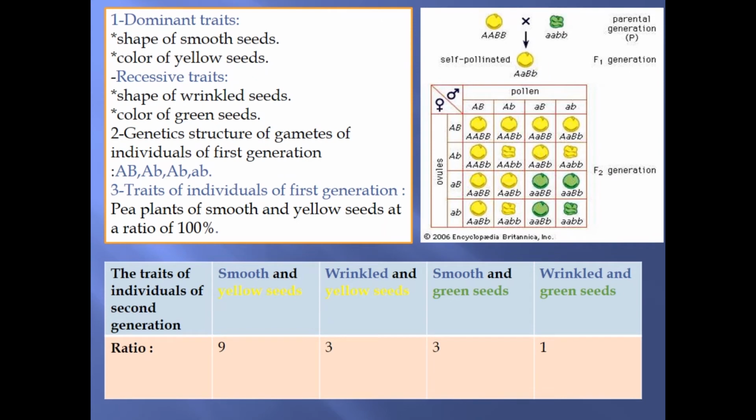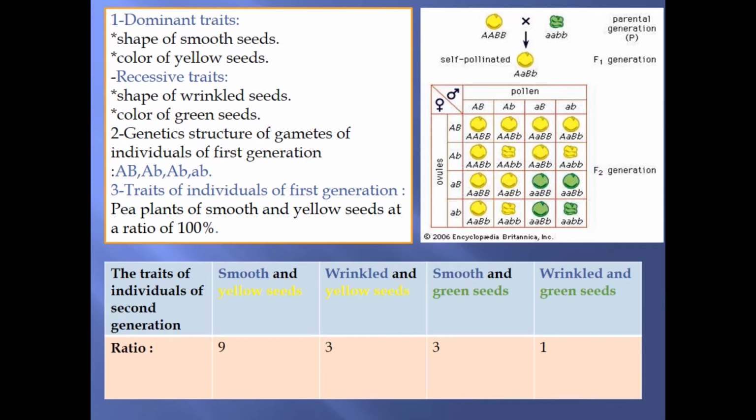Dominant trait: the shape of smooth seeds, the color of yellow seeds. Recessive traits: the shape of wrinkled seeds, the color of green seeds. The genetic structure of the gametes of individuals of the first generation will be A capital B capital, A capital B small, A capital B small, A small B small.